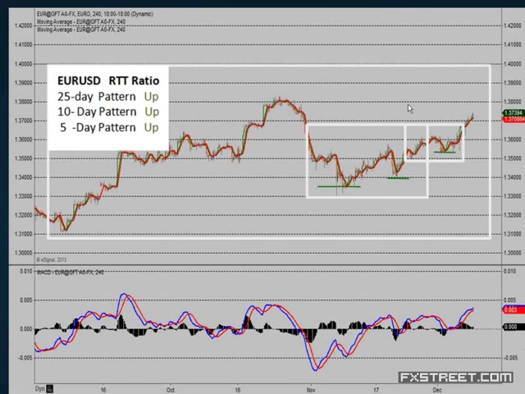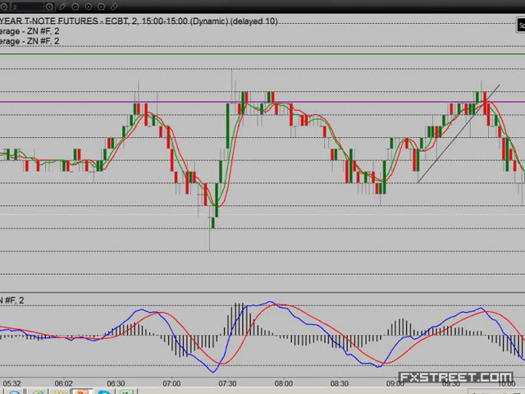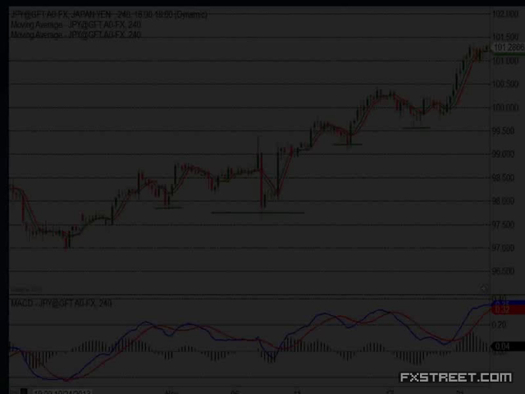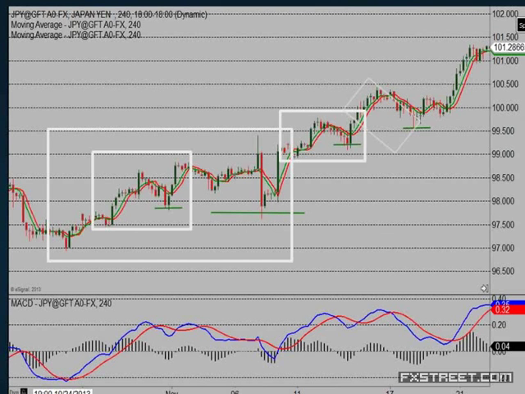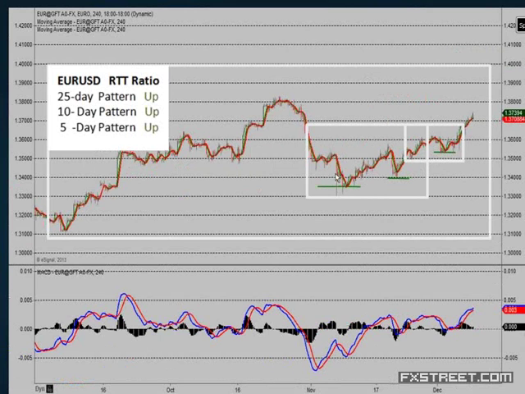Here, I think we jumped ahead a little bit. Let me back it up because I wanted to show you. I want to make the point that there's nothing new under the sun about this pattern. Here it was in the dollar yen, and you can see it's just a series of those patterns. Here it is in the euro, before you had the big rally a couple of weeks ago. You can see how it was set up.